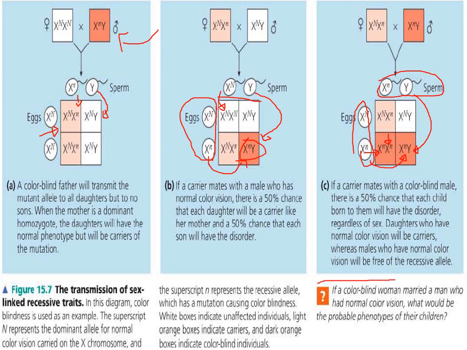Here's a great practice problem to try. You have a colorblind woman married to a man who has normal color vision. What would be the probable phenotypes of their children? So do a Punnett square and come up with those phenotypes based on the Punnett squares that we've seen in these diagrams over here.